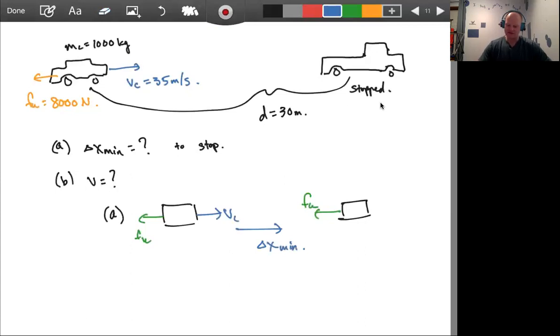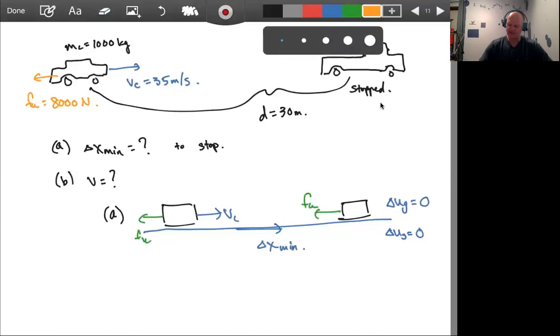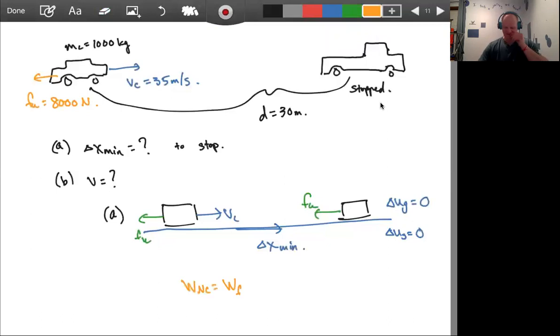That was step number 1. Step number 2, we identify any changes in potentials. In this case, I have no change in potential because this thing starts and finishes on the same horizontal line, which means my change in gravitational potential is equal to 0. There's no spring, so my change in spring potential is also 0. So I actually have no potential energies in this problem. Step number 3, is there work by a non-conservative force? The answer is yes, because there's a friction force. So my work done by the non-conservative force is equal to the work done by the friction force.